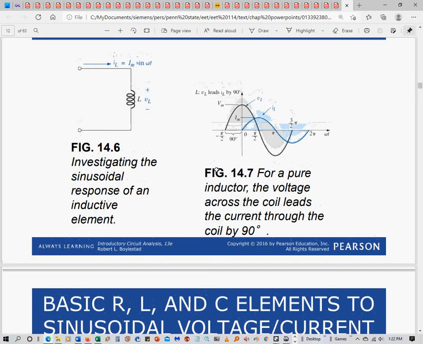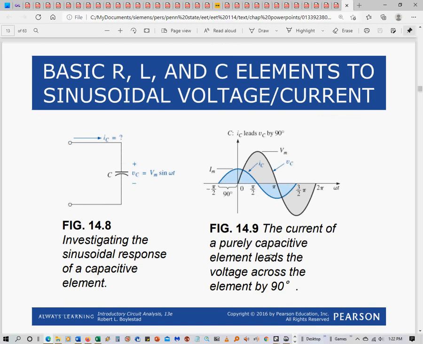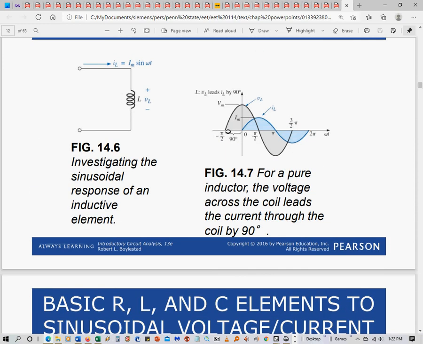So in an inductor, the voltage leads the current by 90, and in a capacitor, the current leads the voltage by 90. So you could say leading because it's coming before it in time. This is the time axis right here, this omega t axis, with time t being the independent variable. So the current's coming first, which means it leads it. Up here, the voltage is coming first, which means it leads the current.